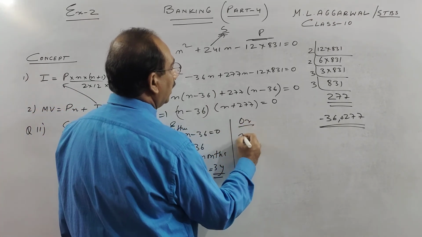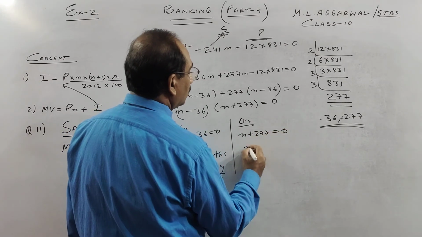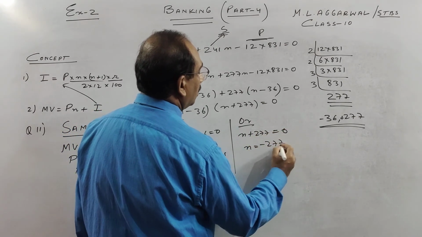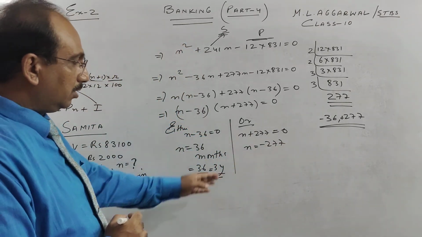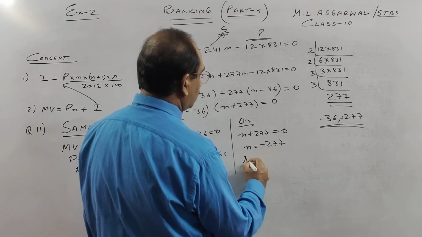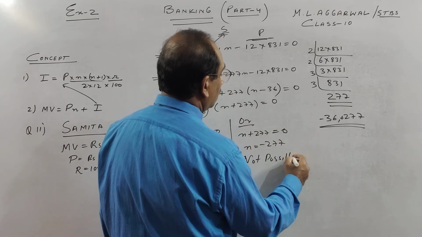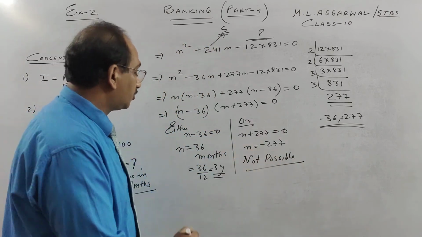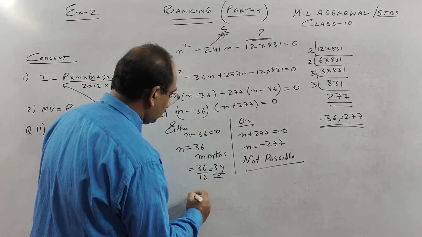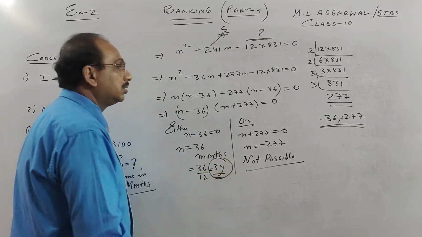Or n plus 277 is 0, so n is minus 277 months, which is practically not possible. Minus 277 months is not possible because we cannot have time as negative. So our final answer is: the time for which she deposits money is 3 years.